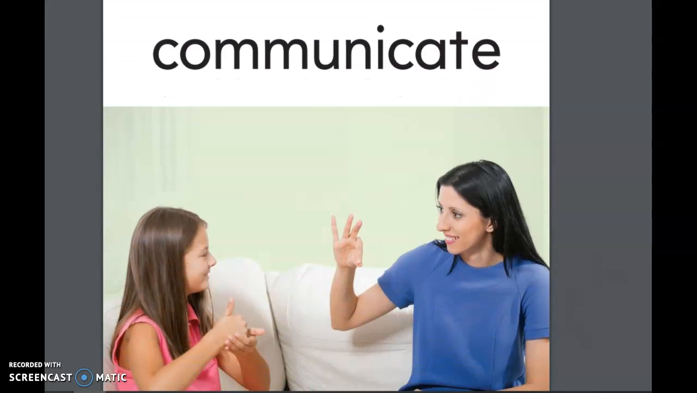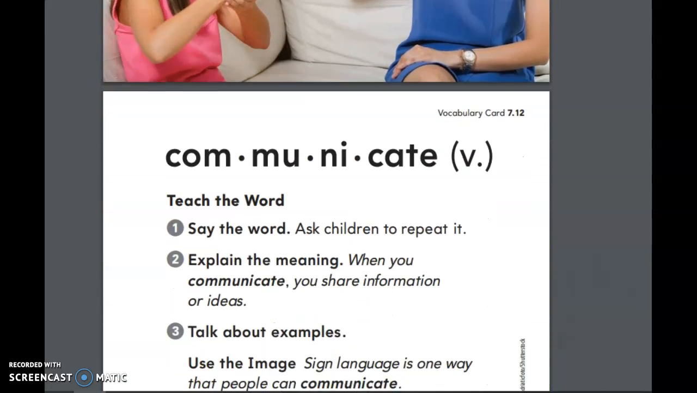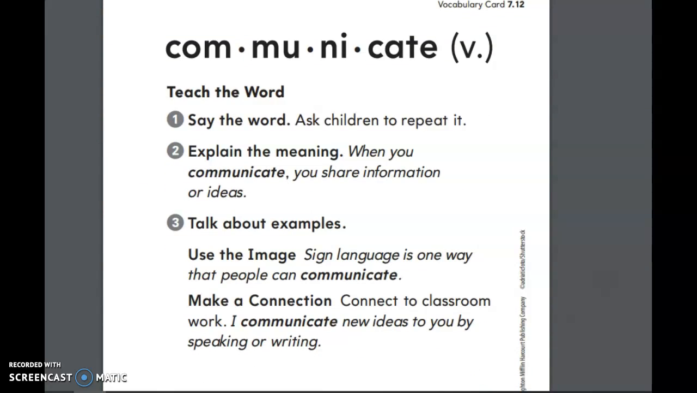Communicate. Communicate. Communicate is also a verb because it is something you can do. It's an action word. When you communicate, you share information or ideas. Communicate.